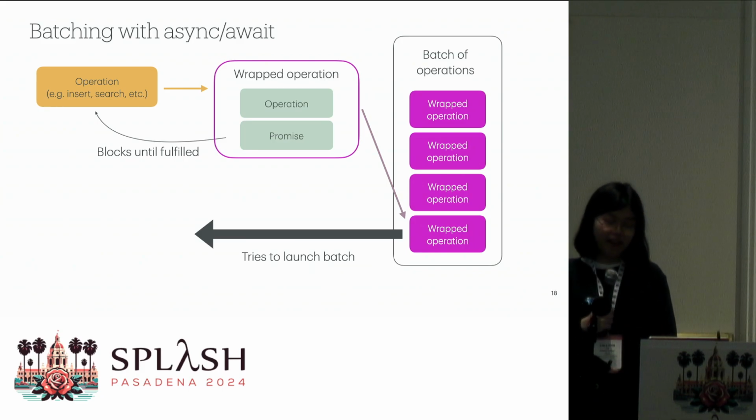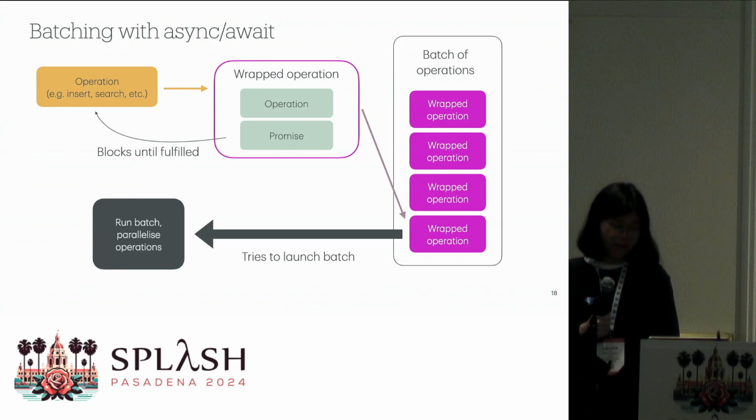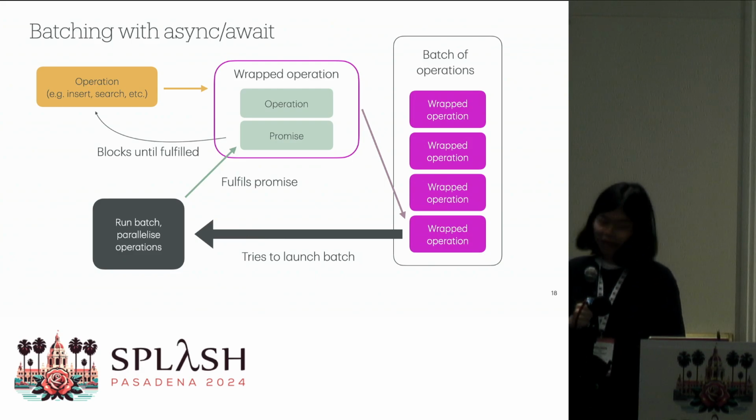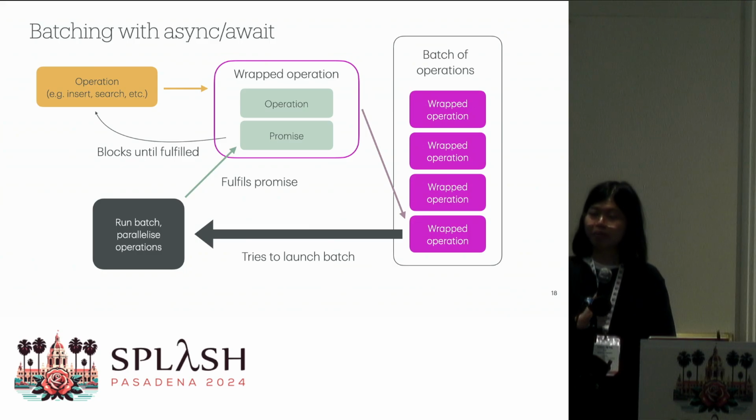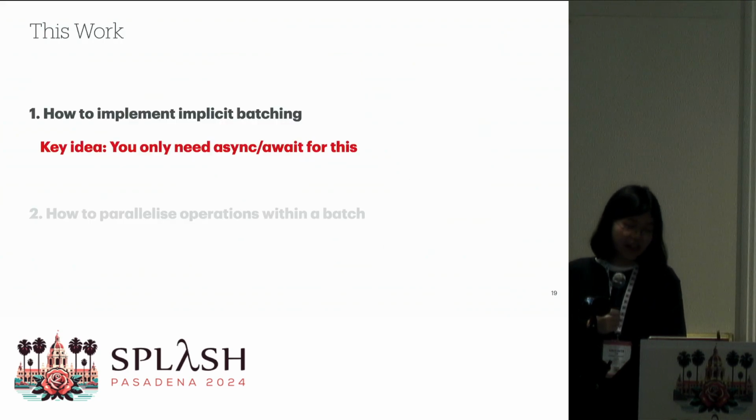And if it is successful, then all the batch operations will be run in parallel, of course, and we can fulfill the promises of all the operations in that batch and allow their respective threads to continue by fulfilling all their promises. And that's how you can create a fully transparent batching mechanism. And remember, everything here except calling the operation is hidden away. So from the perspective of someone using the batch data structure, all they should see is a direct style call of insert or search or whatever operation that you want to do on the data structure. So that is our first key idea.